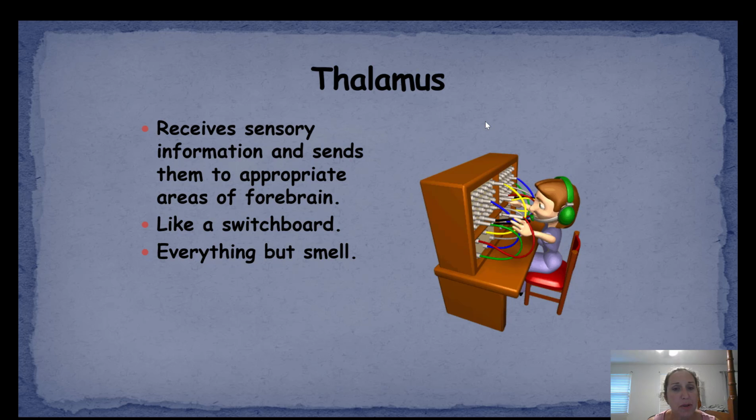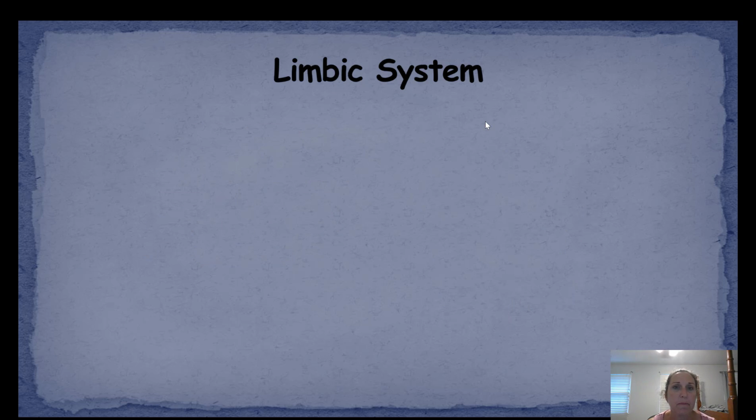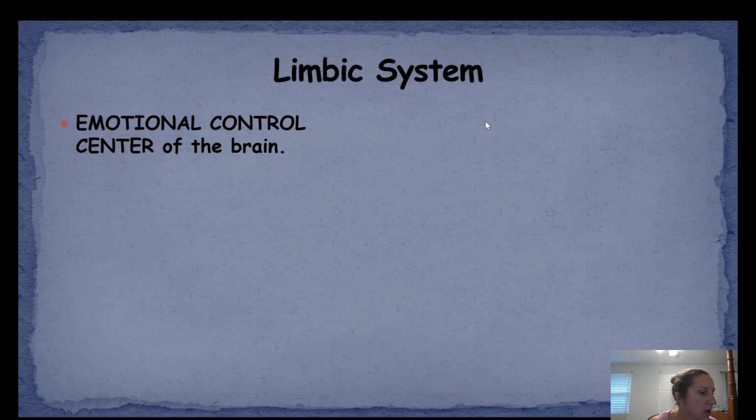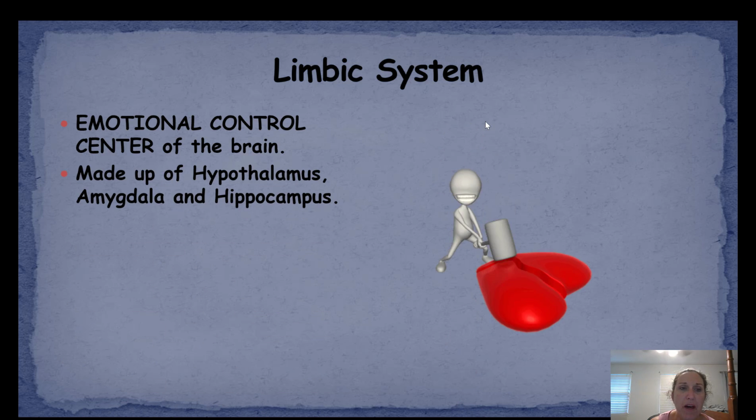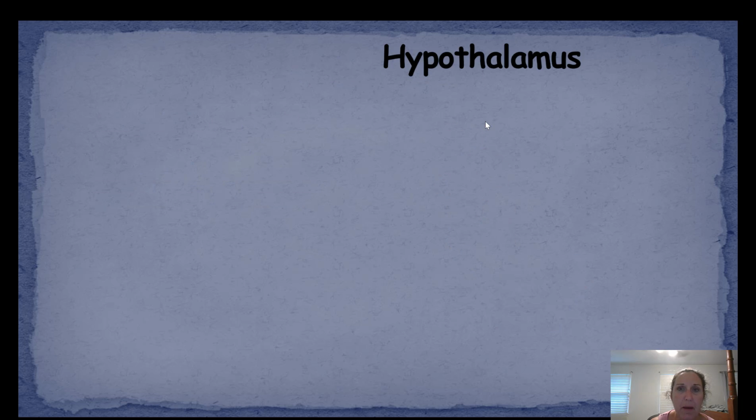But smell goes through a different place. Smell is actually going to go directly to the limbic system. The limbic system is the emotional control center of the brain. It's made up of the hypothalamus, amygdala, and hippocampus.